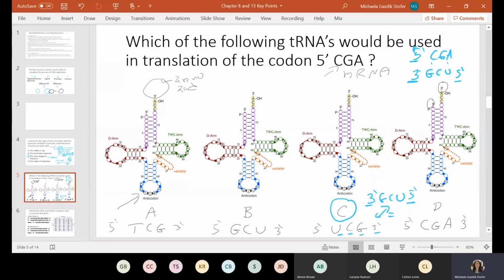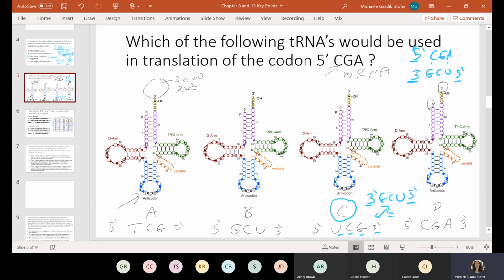Okay, so everyone got the concept that the complementary base pairs are forming between the anticodon and the codon. It's just keeping track of what direction that anticodon is going to be lining up with the codon itself. And then at the top of all of those tRNAs would have to be the proper amino acid.